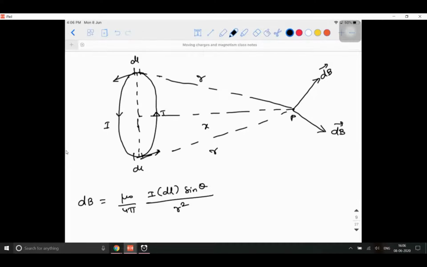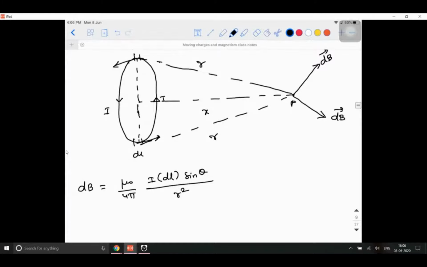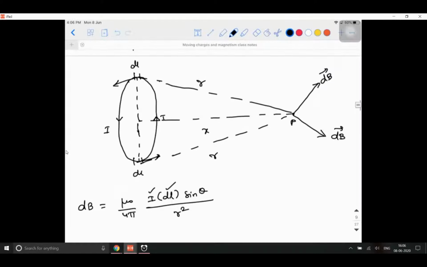I hope this is clear. So mu naught is the permeability of free space. Mu naught by 4 pi is the constant that we have introduced. I is the current flowing through the element. dl is the length of one of the current carrying elements, and sine theta means it is the angle between the dl vector and the r vector. I'll come to this point; we need to find that also. And r obviously represents the distance between dl and the point P.